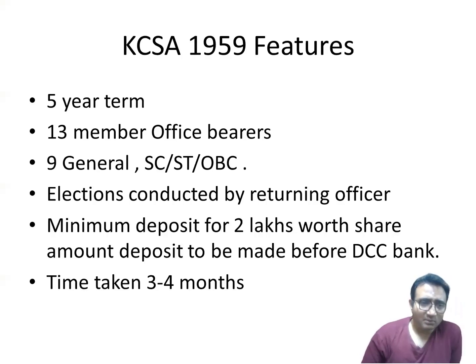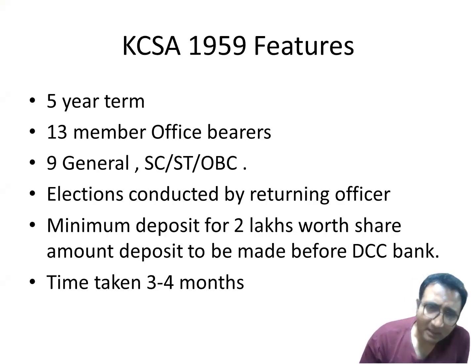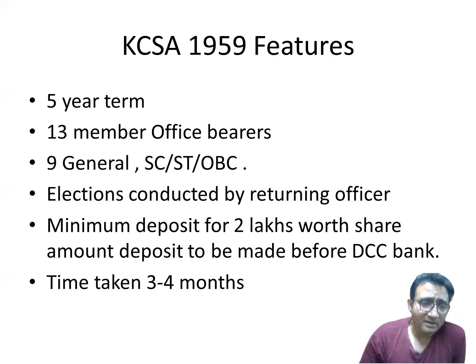I would like to discuss the features of 1959, the bylaw features. The term of any elected body will be 5 years. The members required for office bearers is 13 members: 9 will be general, 4 will be SC, ST, OBC, and in the 13-member team there is a women's reservation for 2 posts. Elections will be conducted by a returning officer.